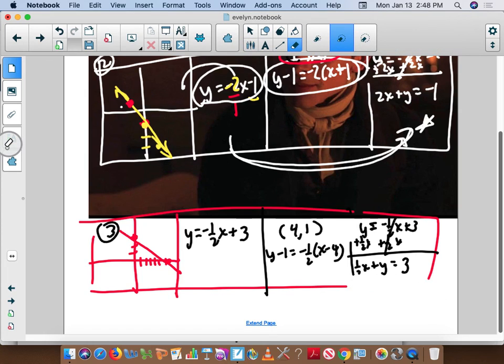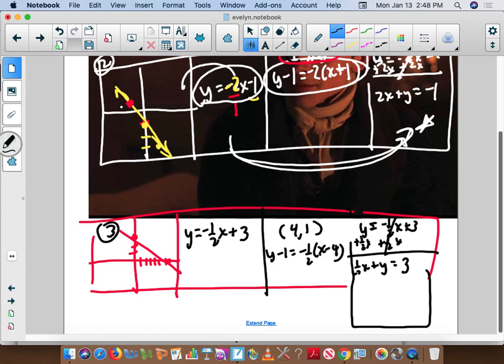All right, so right now I have 1 half x plus y equals 3. You have to get rid of that fraction, so you multiply by the denominator. What's the denominator? 2. So I'm going to multiply everything by 2. I'm going to double everything. 2 and 1 half cancel, so that gives me x plus 2 times y equals 3 times 2, which is 6.